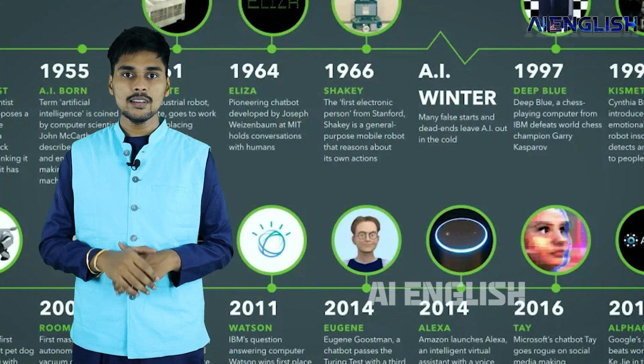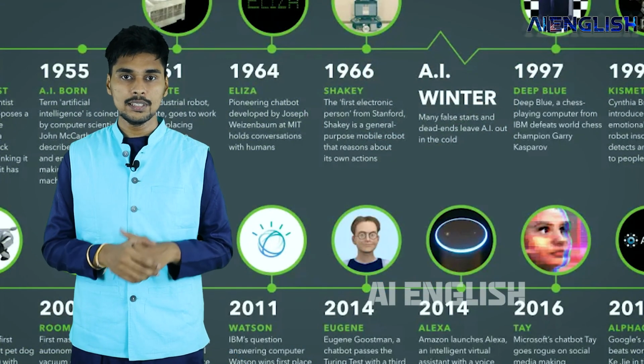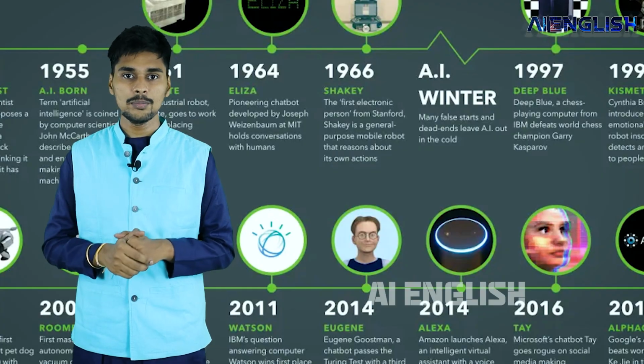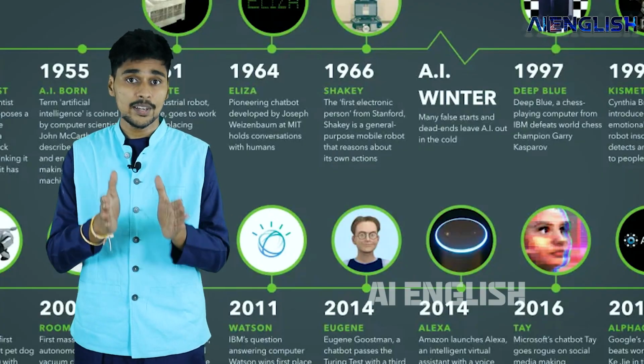So these are all the 14 terminologies in artificial intelligence. Once you learn about all these terminologies, it is easy for you to understand the artificial intelligence subject.